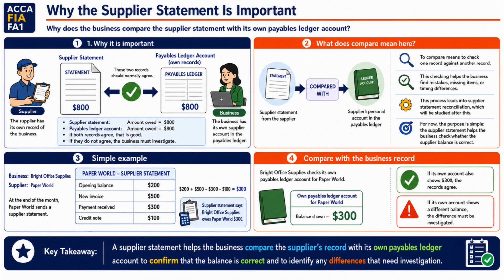Now, Bright Office Supplies must check its own payables ledger account for Paperworld. If its own account also shows $300, the records agree. If its own account shows a different balance, the difference must be investigated.